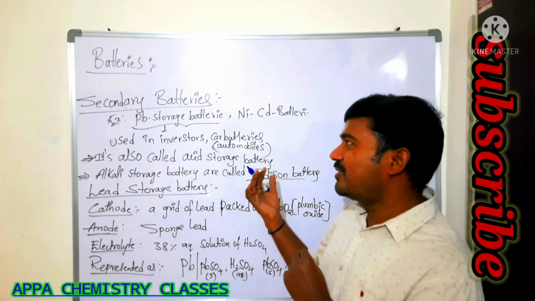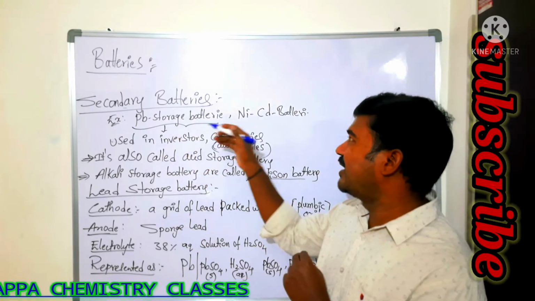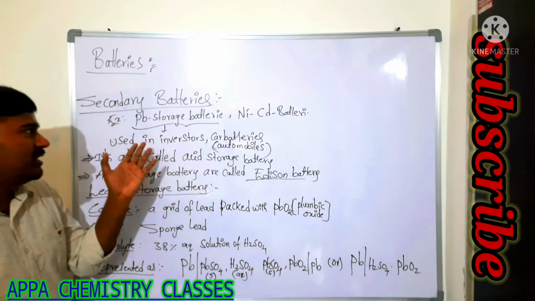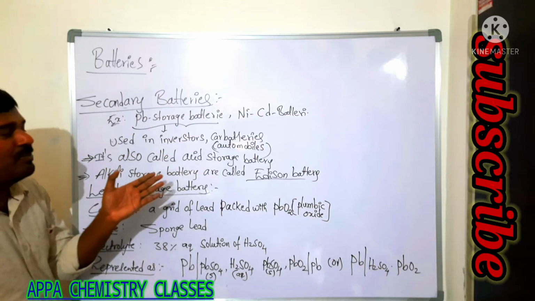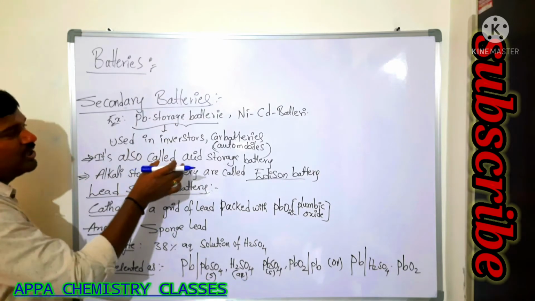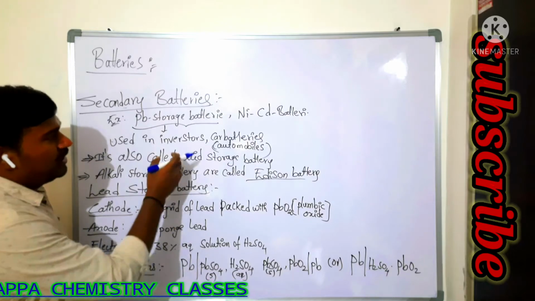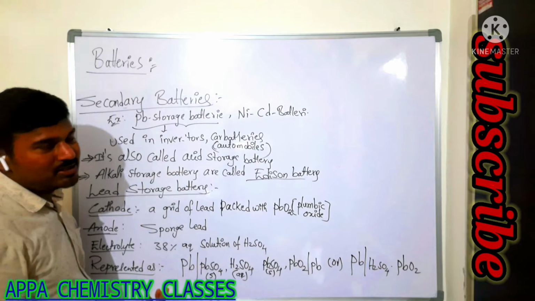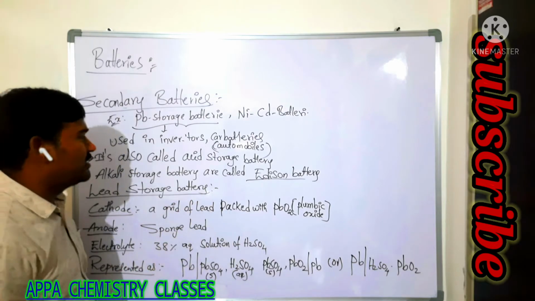So what are the examples of secondary batteries? Lead storage batteries and nickel-cadmium batteries. You can take here the lead storage battery, which is a very important one. This lead storage battery is mainly used in inverters, and it is also used in automobile vehicles, in car batteries, as we'll see in general.